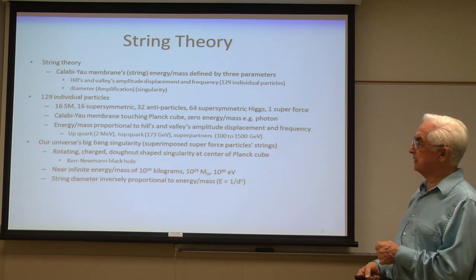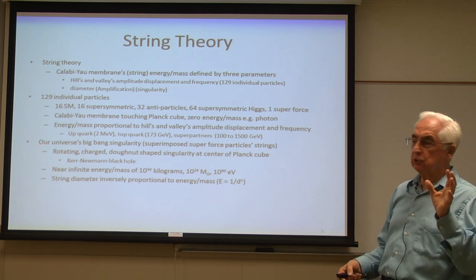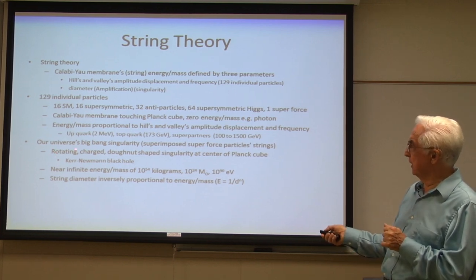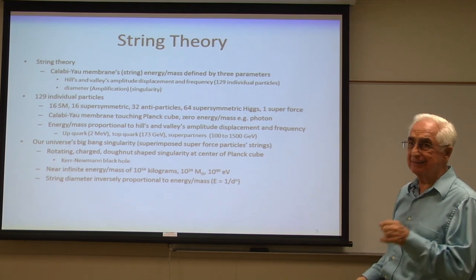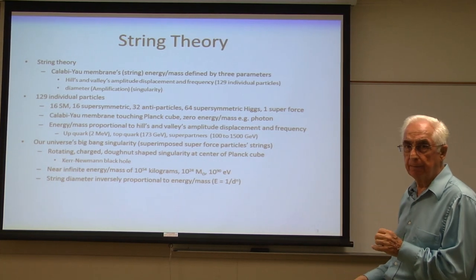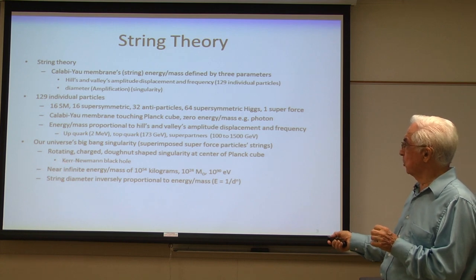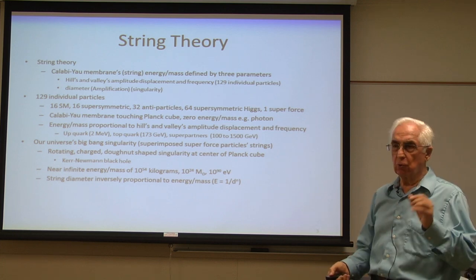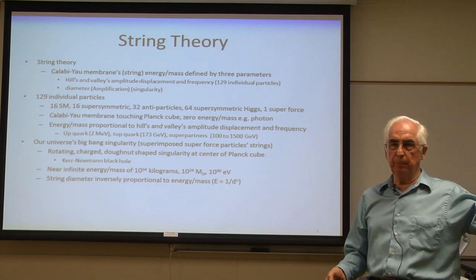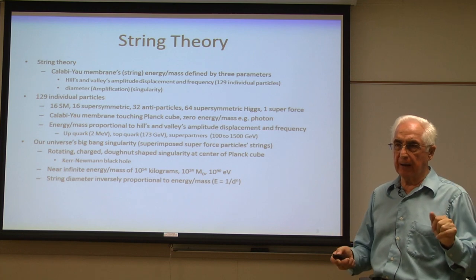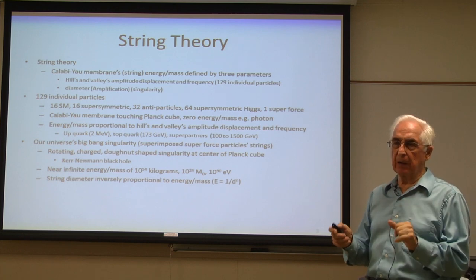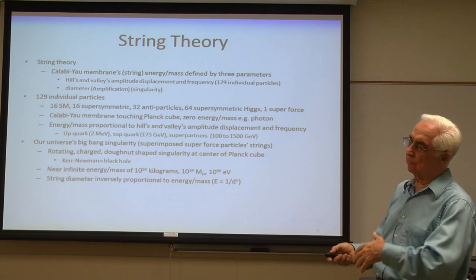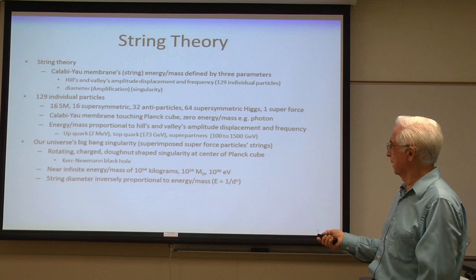Our universe's Big Bang singularity consists of superimposed superforce particle strings, and that singularity is a rotating charge donut-shaped singularity at the center of a single Planck cube. It is also a Kerr-Newman black hole, as I will point out in the presentation. This singularity was caused by the collapse of supermassive quark star matter to a supermassive black hole energy in our precursor universe, and that represented the transfer from the precursor universe to our universe.